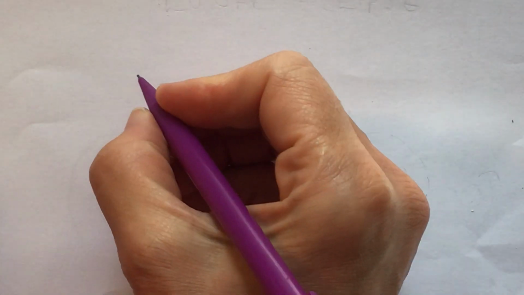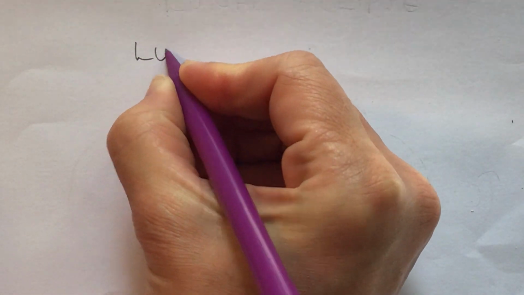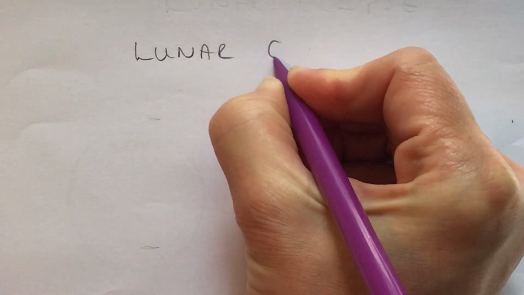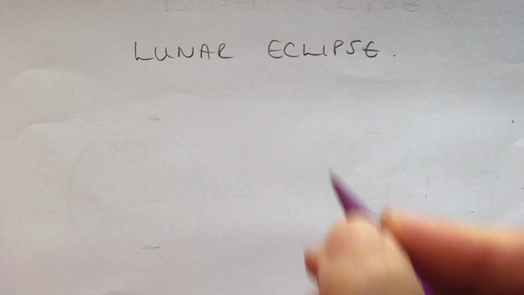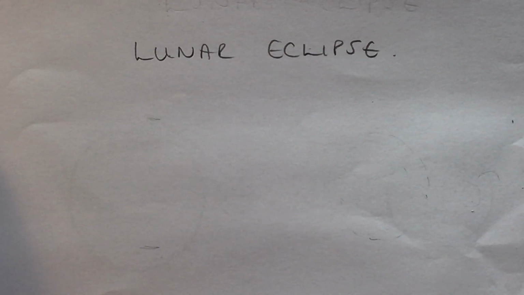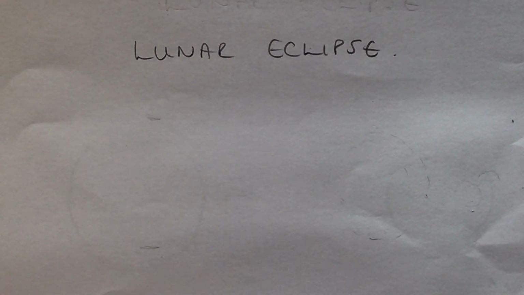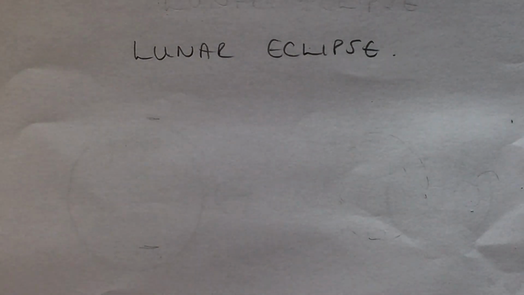Now I'm going to show you how to draw a lunar eclipse. This means that we can't see the moon this time. So something must be in the way of the moon. The moon only is visible because it reflects the light of the sun.